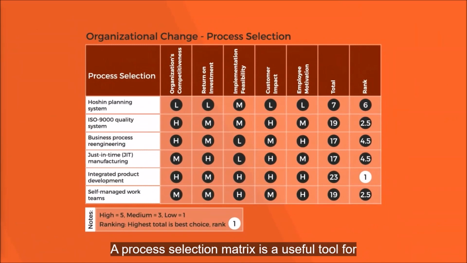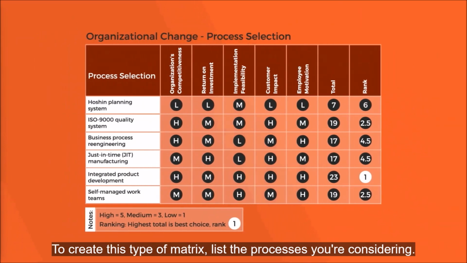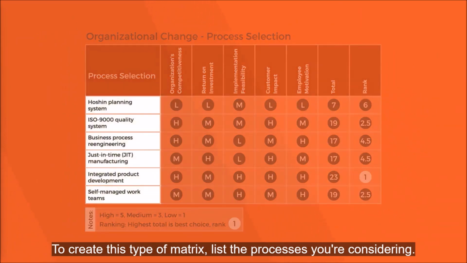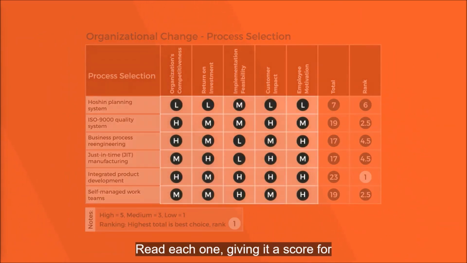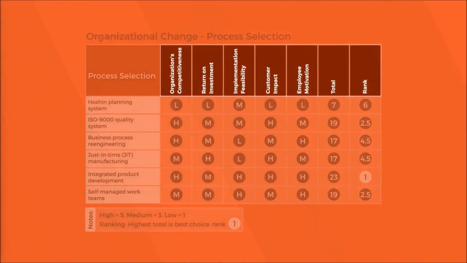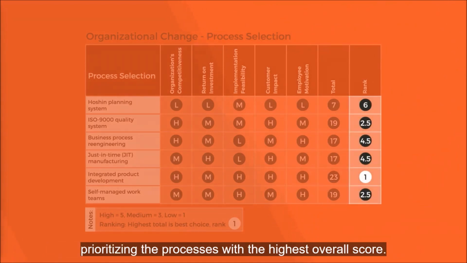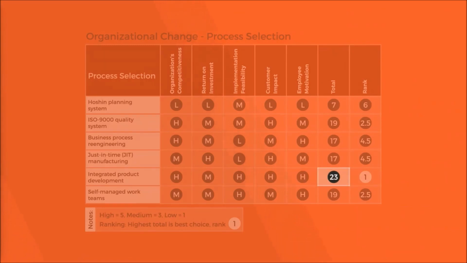A process selection matrix is a useful tool for selecting which process to focus on first. To create this type of matrix, list the processes you're considering. Rate each one, giving it a score for each of the selection criteria you've identified. Total the scores, and then rank each process from highest to lowest, prioritizing the processes with the highest overall score.